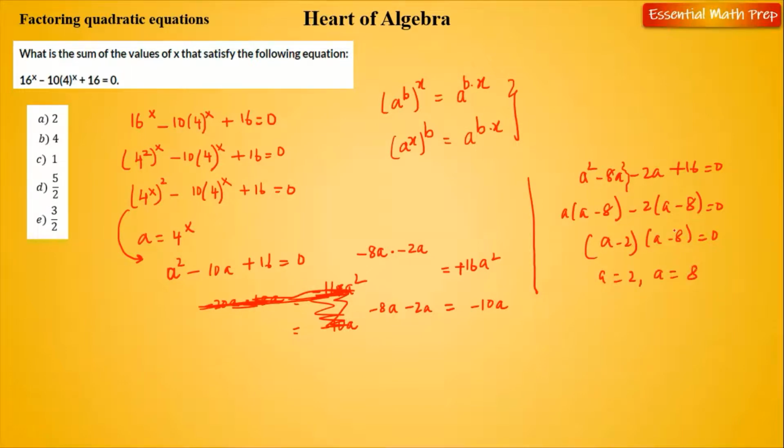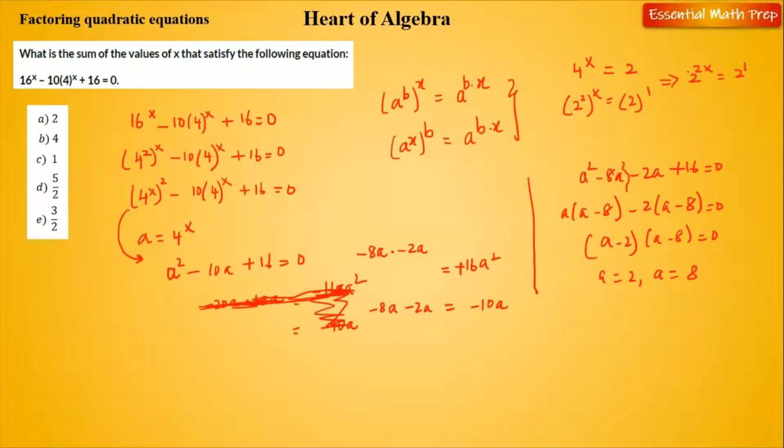The problem's not over yet because we substituted a in place of 4 raised to the power x. So what we could do is 4 raised to the power x equals 2. This is the first part of the problem. 4 can be written as 2 squared, so 2 squared raised to the power x equals 2 raised to the power 1, which is the same as 2. Why did I do that? You will see in a minute. So this is the same as writing 2 raised to the power 2x equals 2 raised to the power 1.